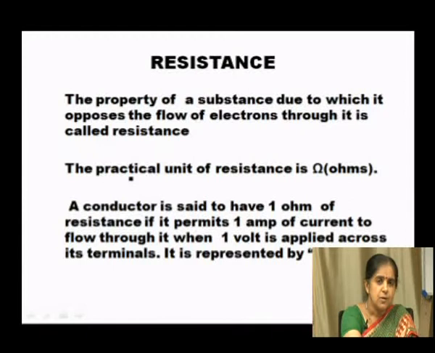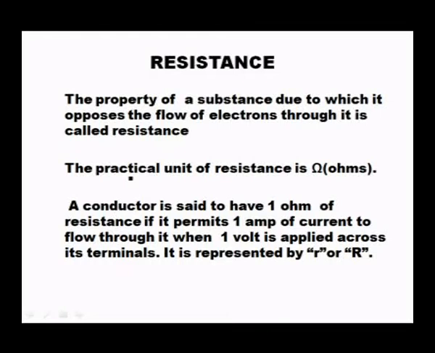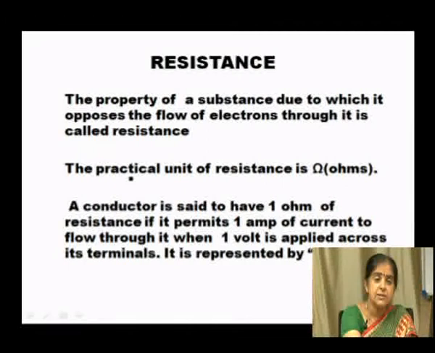So, how to define 1 ohm of resistance? A conductor is said to have 1 ohm of resistance if it permits 1 ampere of current to flow through it when 1 volt is applied across its terminals. That is, resistance is nothing but the ratio of voltage to current, R is equal to V by I. When the voltage applied across the terminals is equal to 1 volt, and if it causes a current of 1 ampere to flow between the ends of the conductor, then the resistance of that material will be called 1 ohm. It is represented by R, either capital R or small r. These are the symbols which are used.